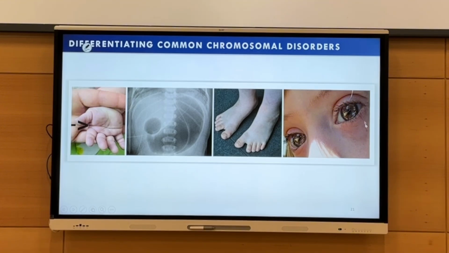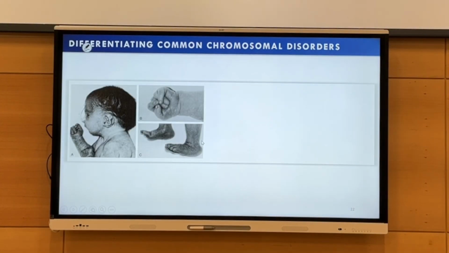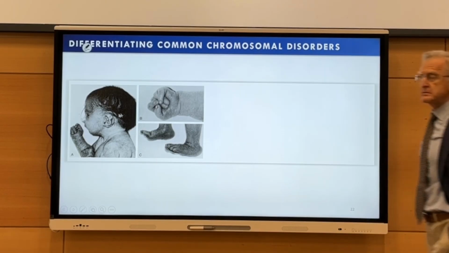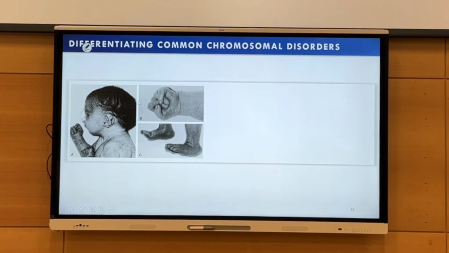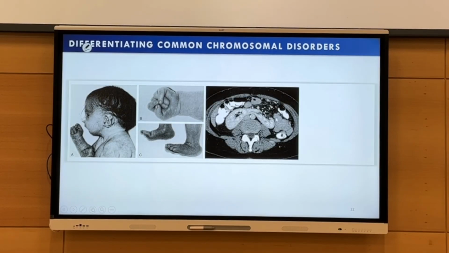What do you call these? Brushfield spots. So these are seen where? Down syndrome. Low set ears, excellent, and prominent occiput. Clenched fist with overlapping fingers, rocker bottom feet. Now what does the CT scan show? Annular pancreas, no, sorry, horseshoe kidney. Excellent.